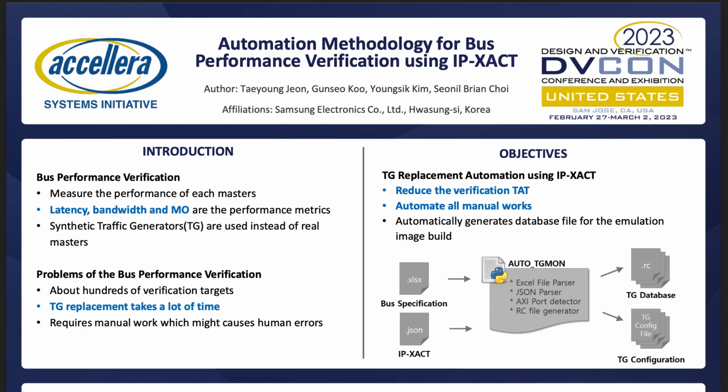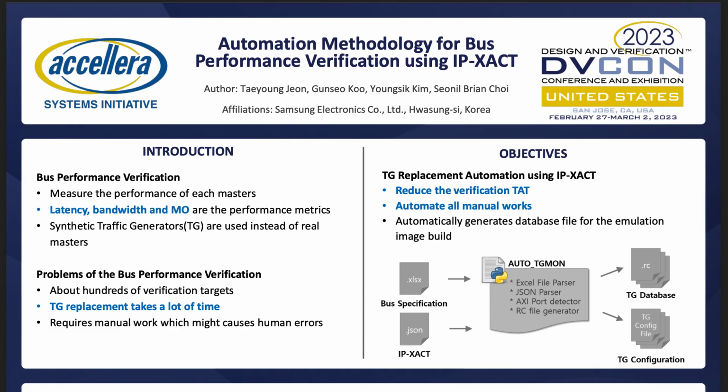As a result, two files are generated. One is the TG database file. It describes what masters are replaced by the TG. This file contains the signal list of the master's data protocol, where TG invokes the data transactions instead of the real masters. The other is the TG configuration file. This file contains the traffic settings that TG must follow.